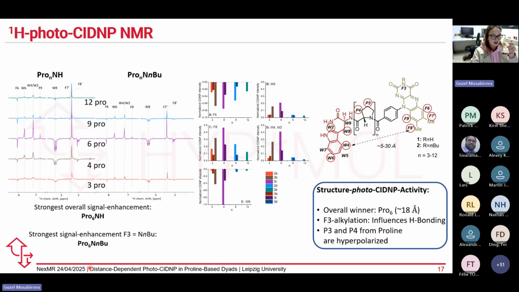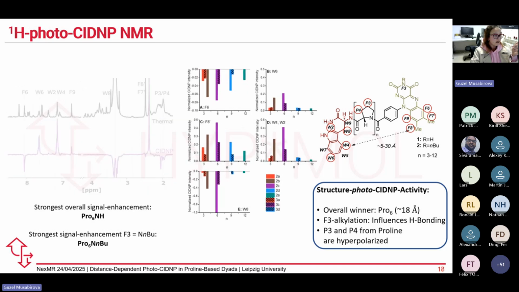And unlike in proteins, here the dyads have the possibility to form intermolecular CIDNP effects as well. It actually may play a role in such experiments. We can measure the competition between intra- and intermolecular CIDNP effects.